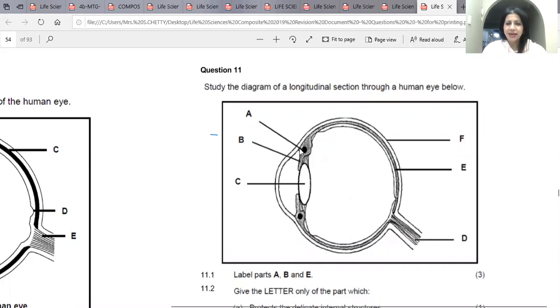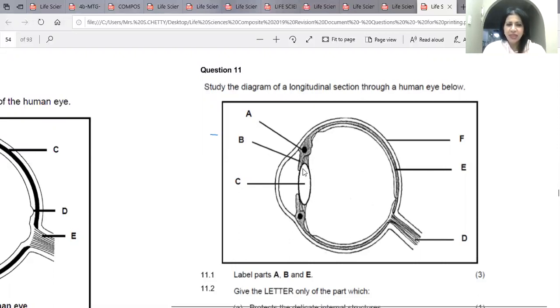A, please label it as ciliary muscles. That's the one we just spoke about. B would be your suspensory ligament. C would be your lens. We learned about these structures and the role they play in accommodation. Remember, accommodation is the change in the shape of the lens for near and distant vision.